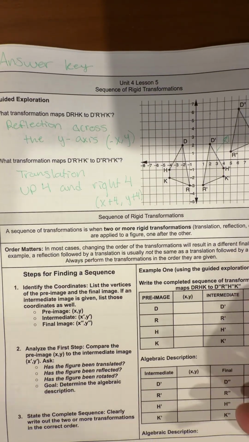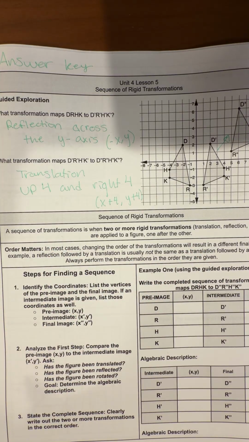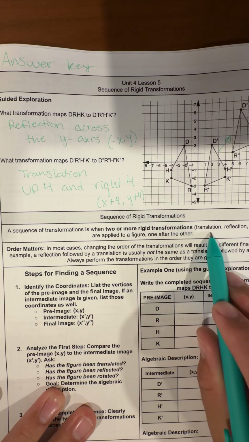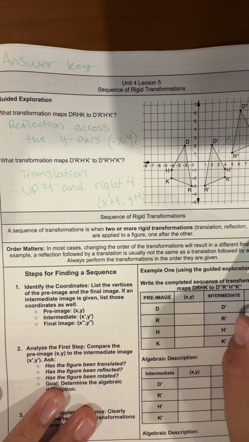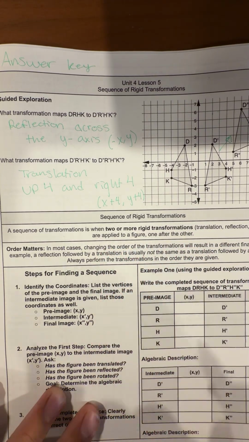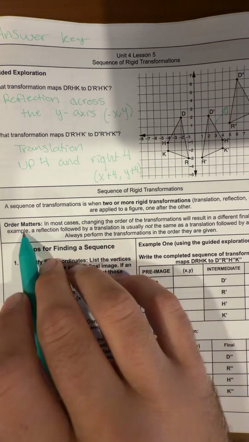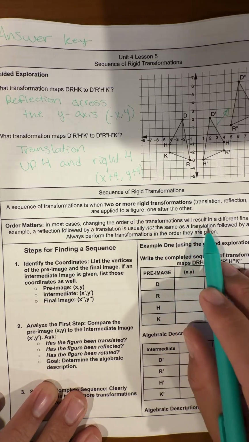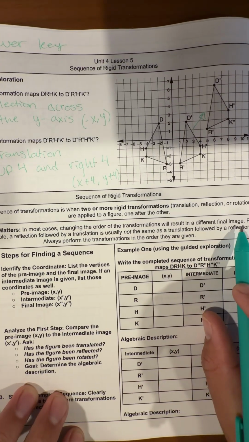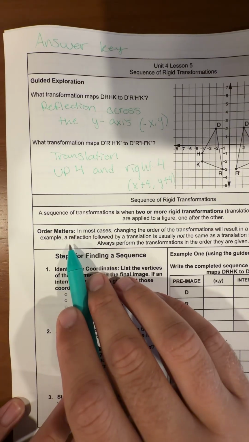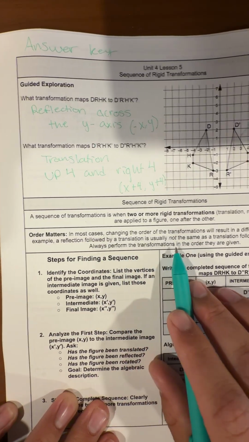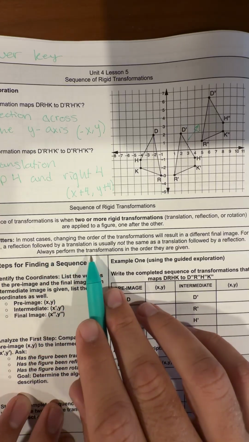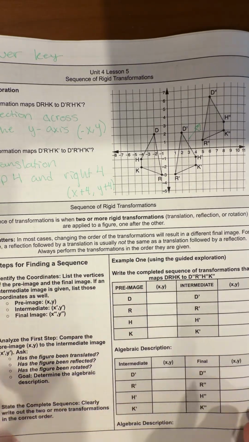Moving on here, we have a sequence of rigid transformations. A sequence of transformations is when two or more rigid transformations, that means a translation, reflection, or rotation, are applied to a figure one after the other. Remember, the order matters. In most cases, changing the order of the transformations will result in a different final image. For example, a reflection followed by a translation is usually not the same as a translation followed by a reflection. Always perform the transformations in the order they are given.